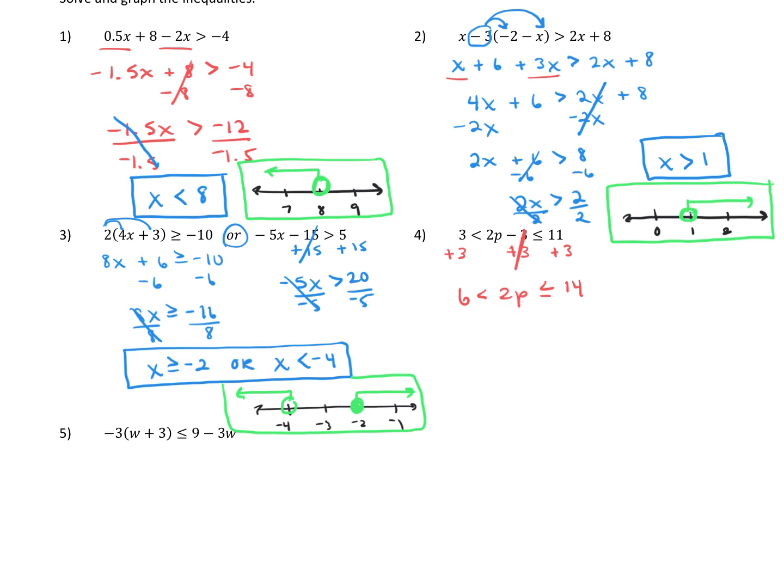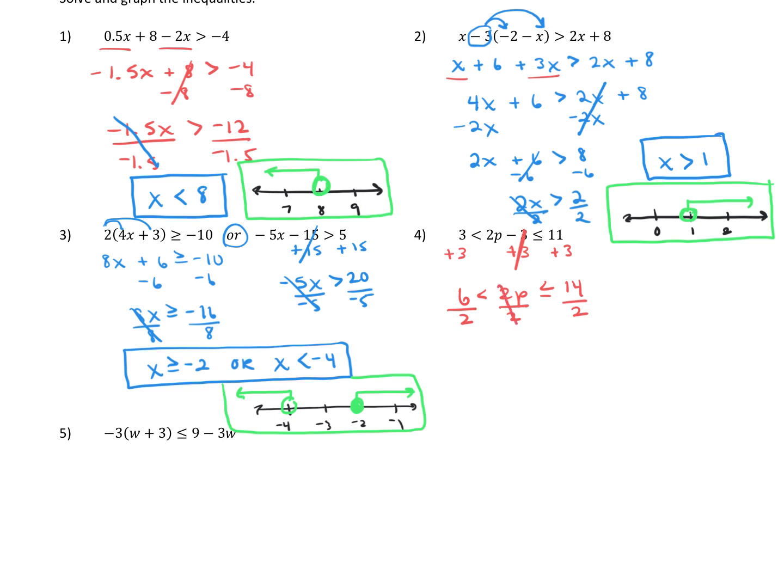We are trying to get the p alone. P is being multiplied by a 2. So to solve for p, we are going to divide by 2. And we divide by 2 on the right, and we divide by 2 on the left. Whatever we're doing to solve, we have to do in all 3 sections. 2 divided by 2 is 1. So we got the p alone.